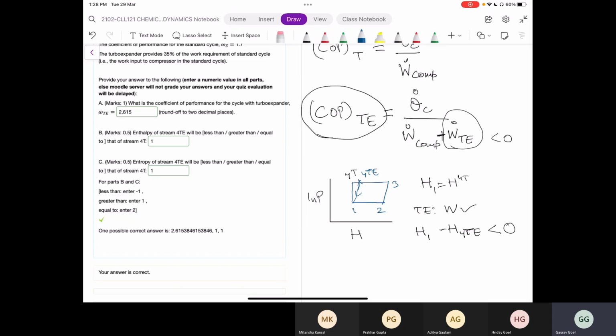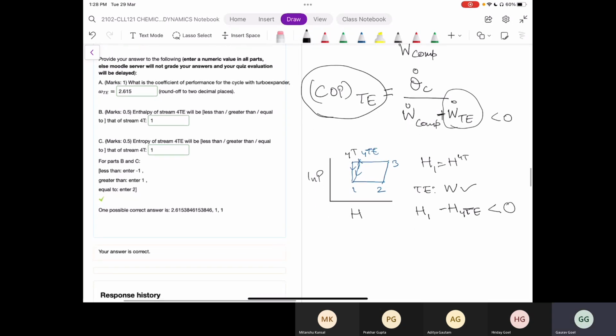The new cycle. Okay. So from 4T to 1, similar arguments you can present for entropy. You're going towards reversibility in the turbo expander part. Similar arguments, not the same, but similar arguments you can use for the entropy part also. So you can see from here 4TE is greater than 4T. Correct answer is 4TE greater than 4T, which is 1.